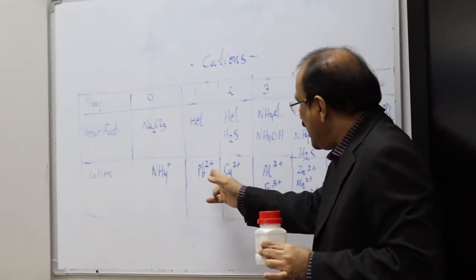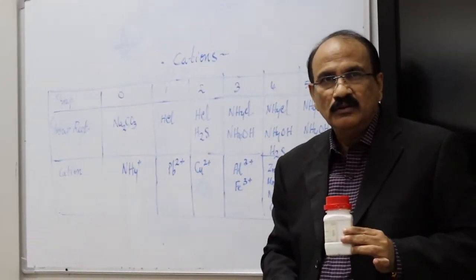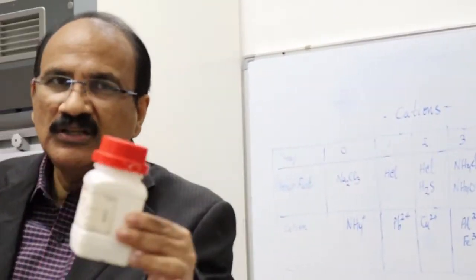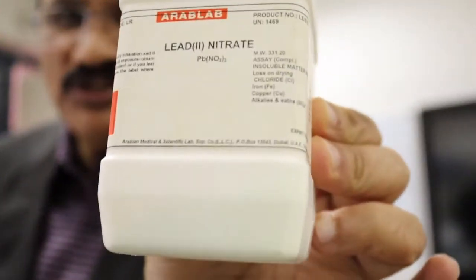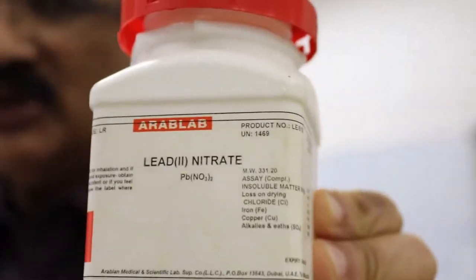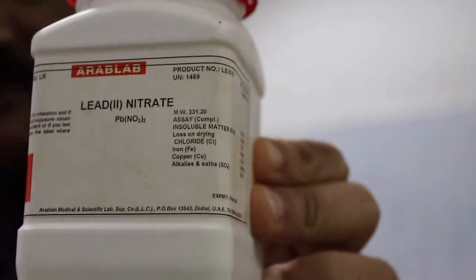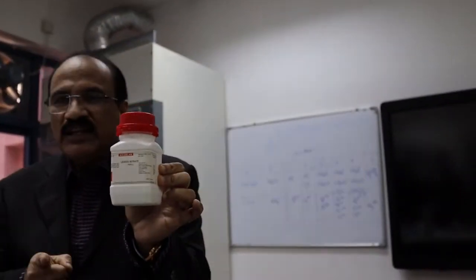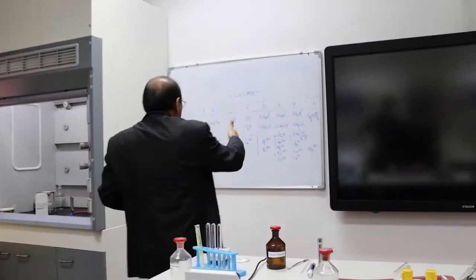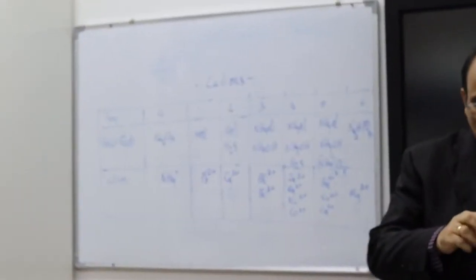We are going to study the reactions of Pb2+. To study the reactions of Pb2+, I have a lead salt called lead nitrate. Lead nitrate has Pb2+ as the cation and NO3- as the anion. So we are going to do the test of Pb2+. The reagent needed is dilute HCl.